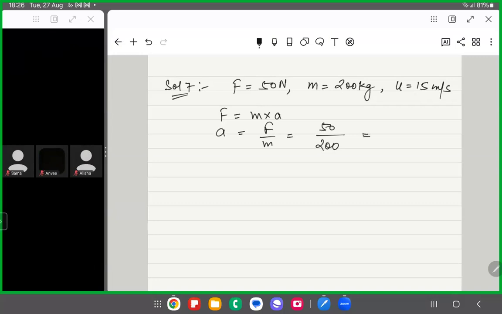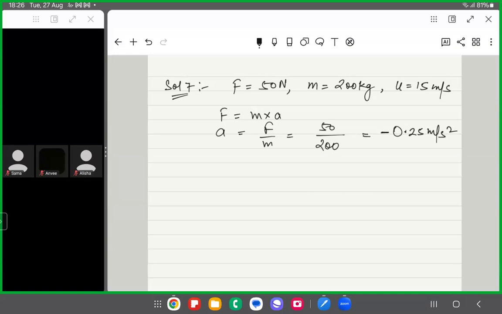Always remember, before putting the values within the formula, they all should be in their SI unit, right? So mass SI unit is kg, that is correct. Force is in Newton, so that is correct. So we are directly writing this, right? So this will become 0.25 meter per second square. Since it is decreasing, and the force is the friction force, we can take the negative sign here.